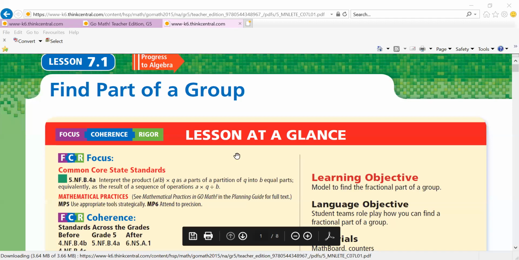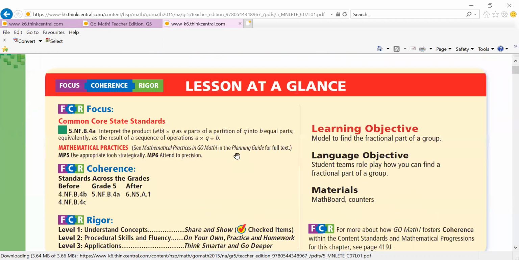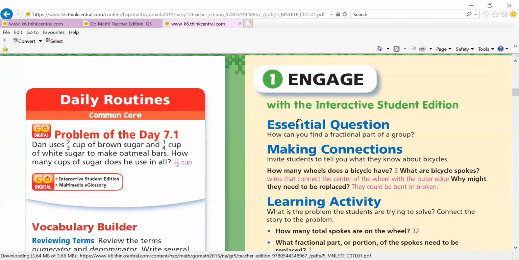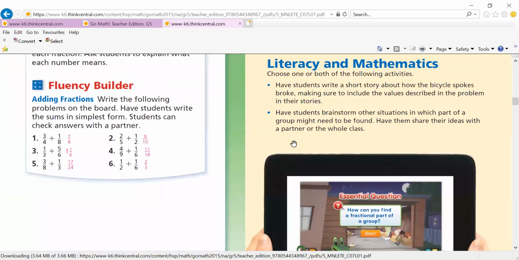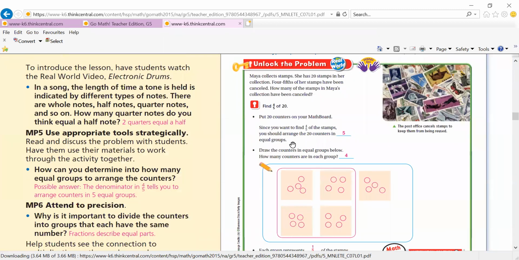So we will start with 7.1, find part of a group. Please everyone turn to page number 421. I opened it. Very good.